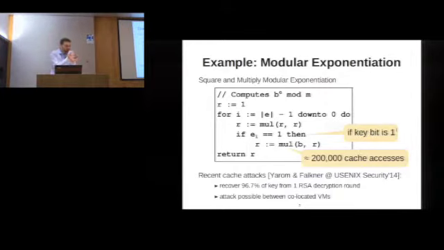Such fine-grained attacks have been recently demonstrated, and they are able to recover essentially the whole RSA key from only making observations of one decryption round. And they have also been possible between co-located virtual machines.